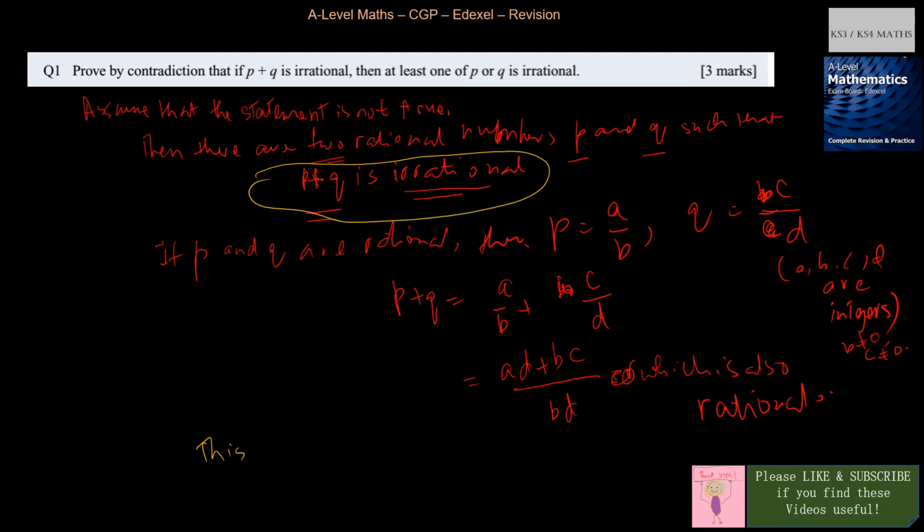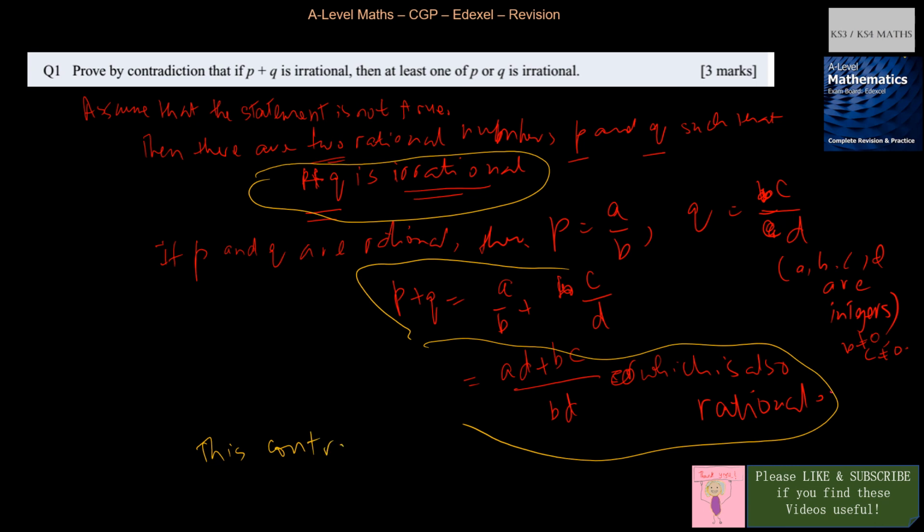So we can write this contradicts the statement that p plus q is irrational, and p plus q cannot be irrational if both p and q are rational. So if p plus q is irrational, at least one, either p or q, has to be irrational.